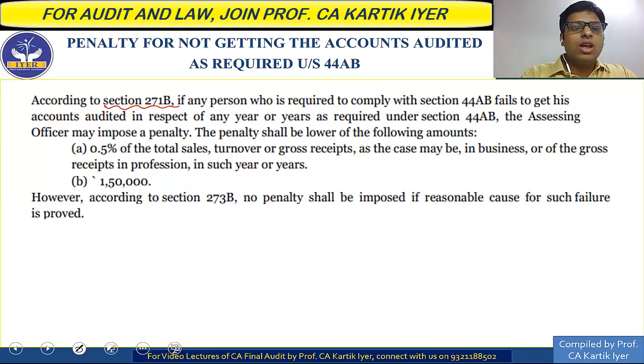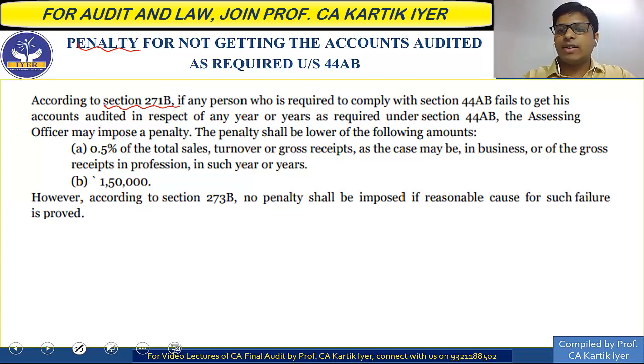Let's read this. Penalty for not getting the accounts audited as required under section 44AB. According to section 271B, if any person who is required to comply with section 44AB fails to get his accounts audited in respect of any year or years as required under section 44AB, the assessing officer may impose a penalty. The penalty shall be lower of the following amounts.